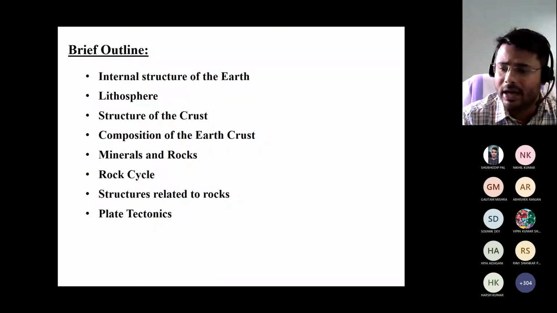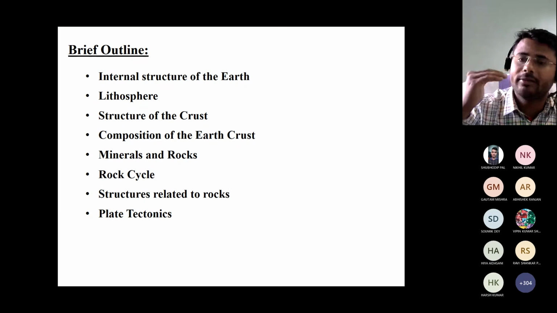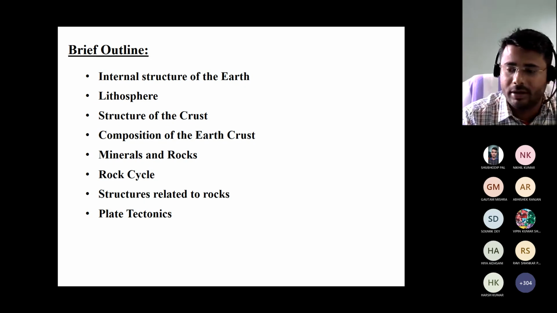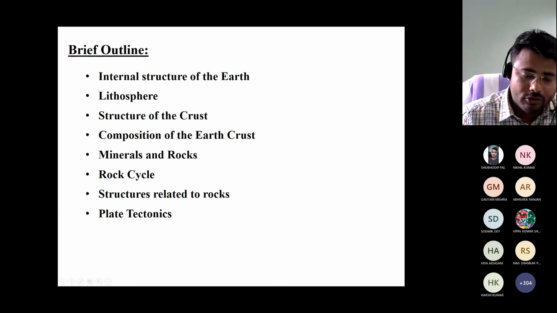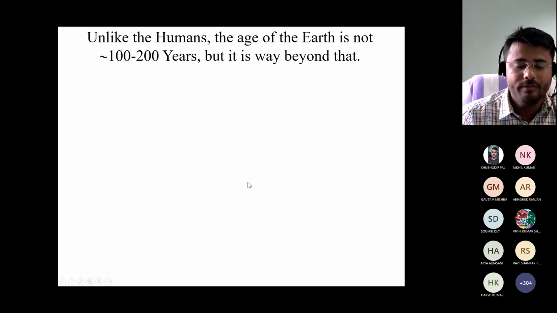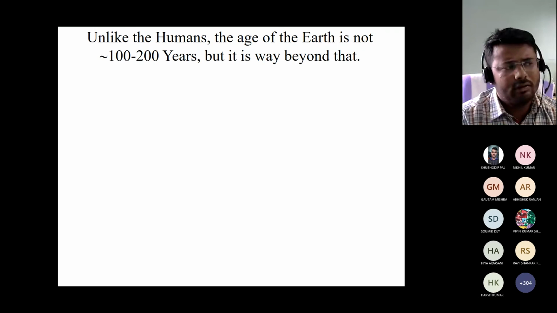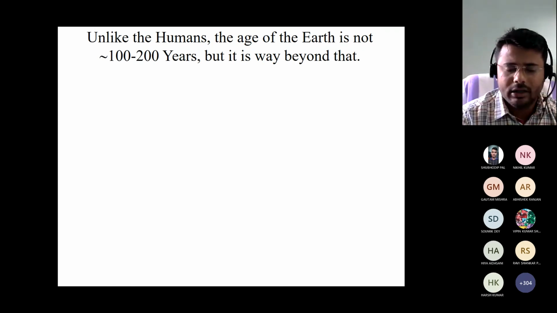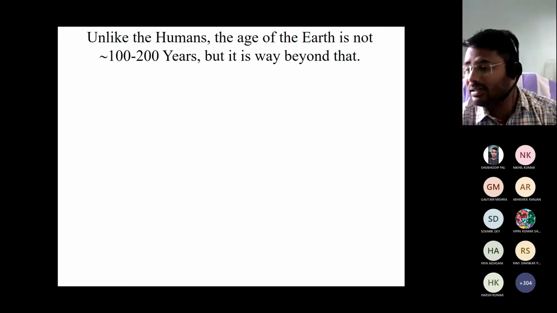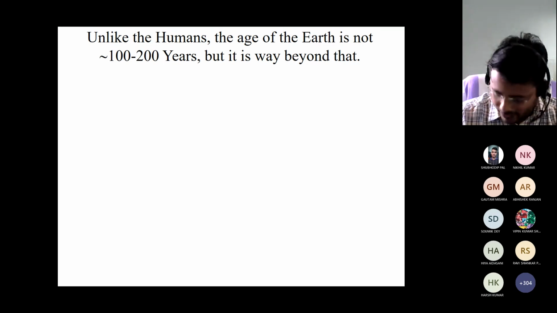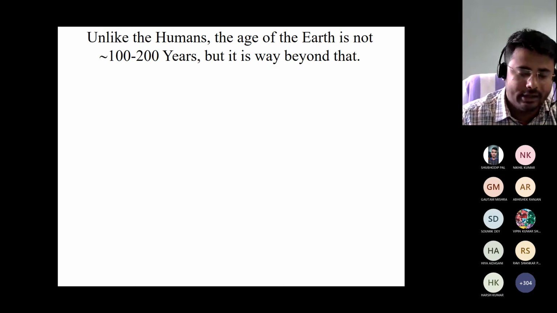Okay, what are the different types? Let me highlight the different points we will be discussing in this particular part. So first of all, this is one of my slides. This is known to everyone. In order to understand the lithosphere, we have to understand the age related to our earth.